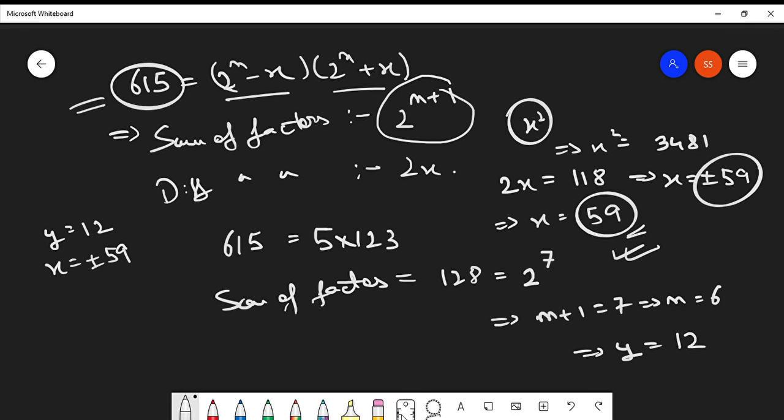Okay, and this was a silly mistake actually. I had also made this silly mistake in the first attempt. That is, when you get 59 by just finding the difference, you miss one value, that is minus 59, because for x square you do not care about the negative sign.